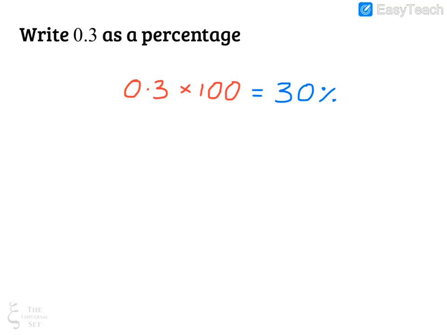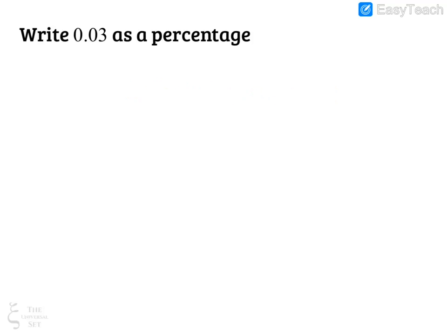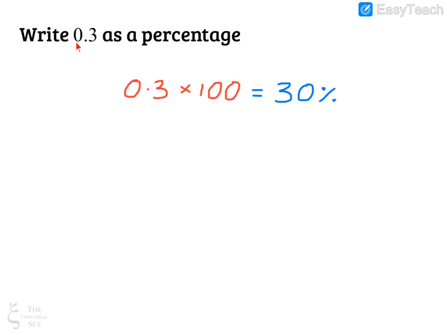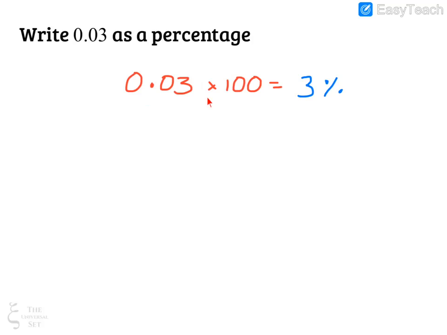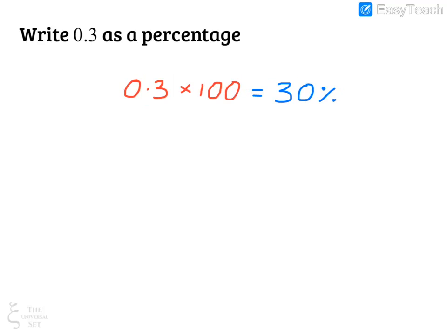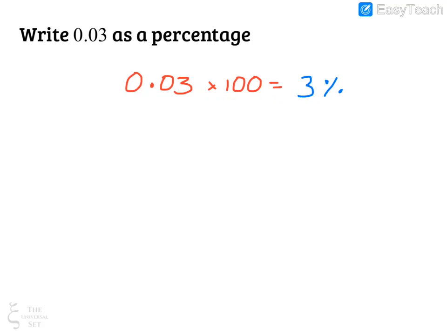I said this was the last one, but I think there's one more actually. Yeah, it is 0.03 as a percentage. So very similar to the last one. Got 0.03 is where we start. I need to times it by 100 again. And the answer I'm going to get is 3%, because everything moves up twice. So the 3 goes to here and then to here. So if we just compare those last two, 0.3 as a percentage is 30%. 0.03 as a percentage is 3%. Okay. That's an easy trap to fall into where we get those two confused. That one's going to be 30%. That one's going to be 3%.